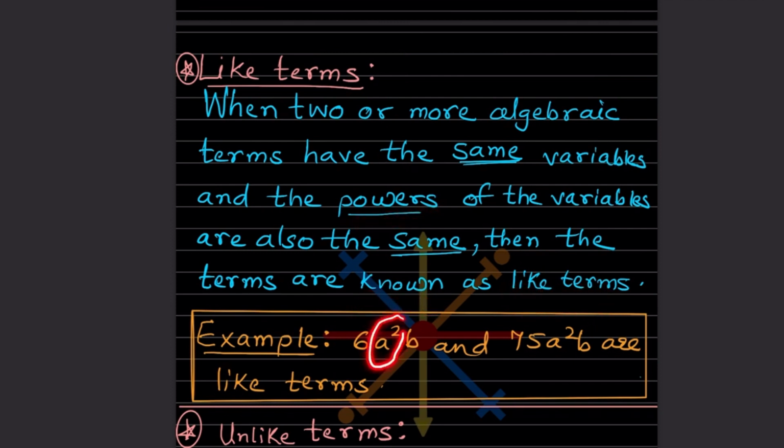Can you see? This is also a square and this is also a square. And this is also b and this is also b. Hope you got it. So this power is very important. It says the powers of the variables should also be the same.